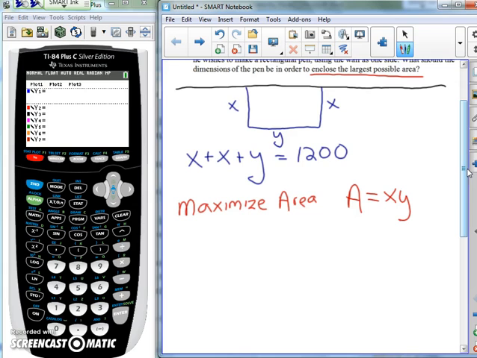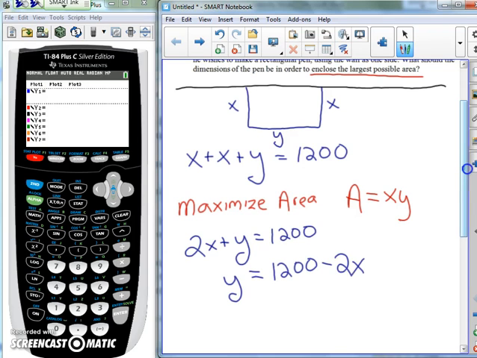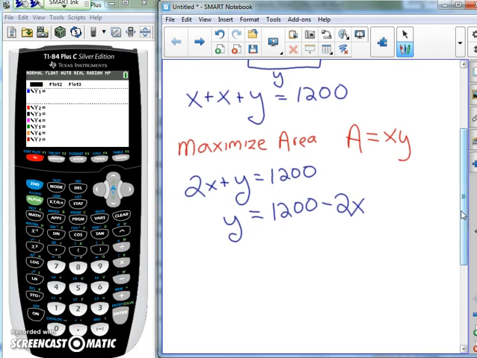So, 2x plus y is 1,200. Solving for y is easiest, so let's go ahead and do that. Make our substitution. Area is x times 1,200 minus 2x. And there we are. One variable for our target equation.